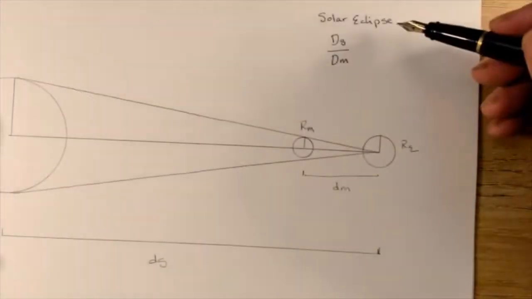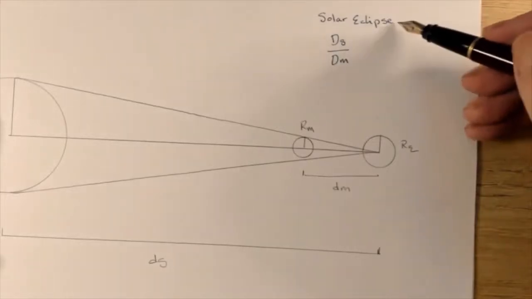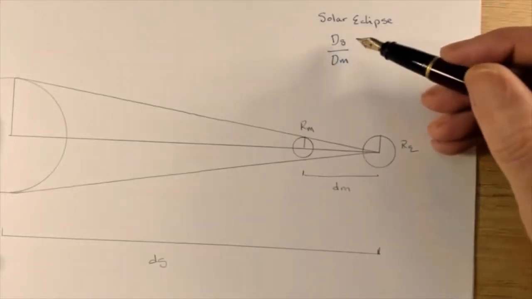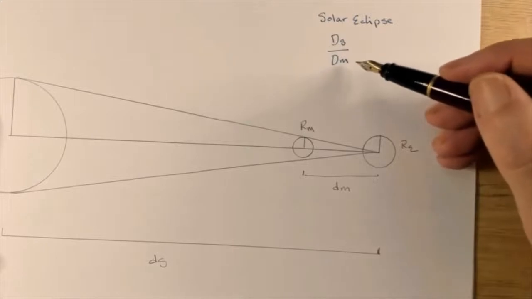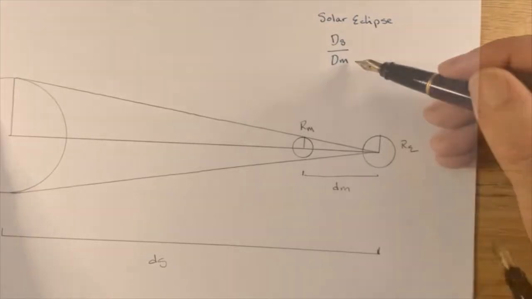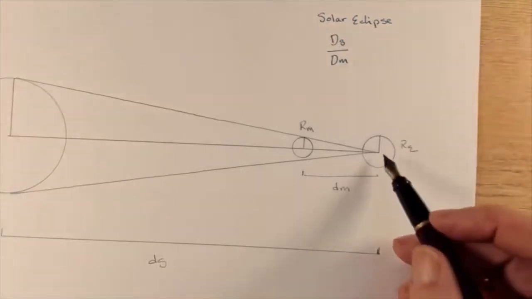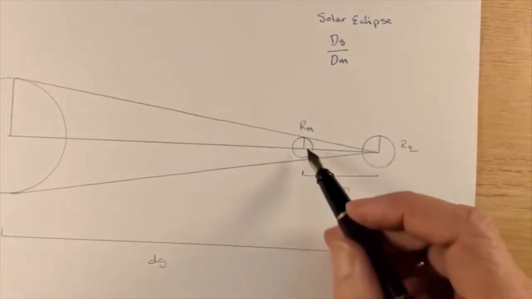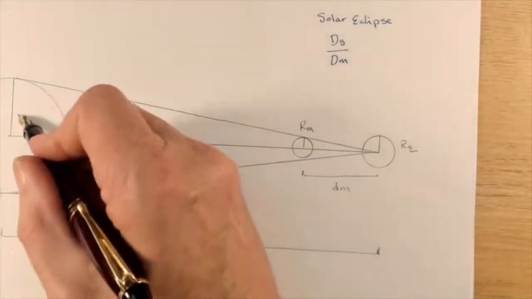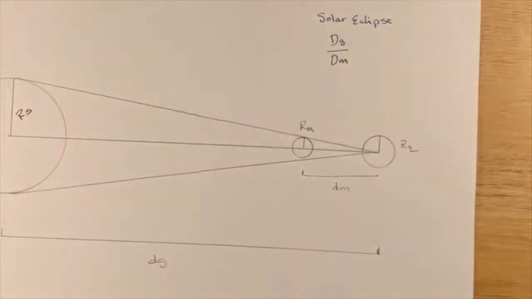And we're going to use that concept to use the solar eclipse to look at the diameter of the sun compared to the diameter of the moon. Let's identify the diagram here. Here we have the radius of the Earth. Here we have the radius of the moon. And out here, of course, we have the radius of the sun.